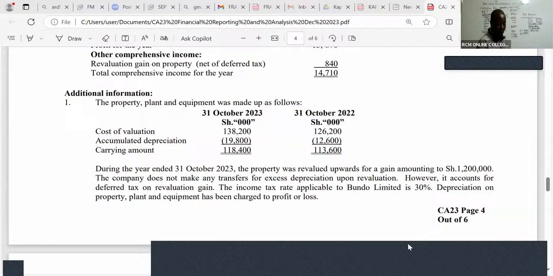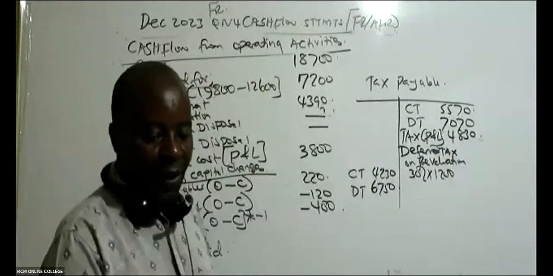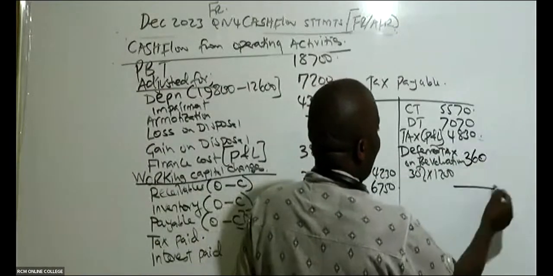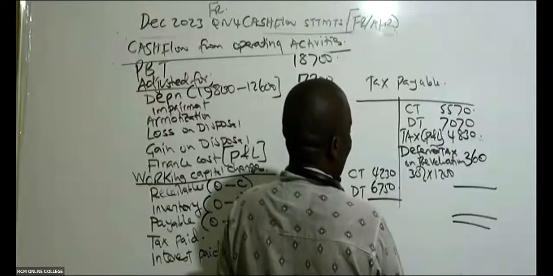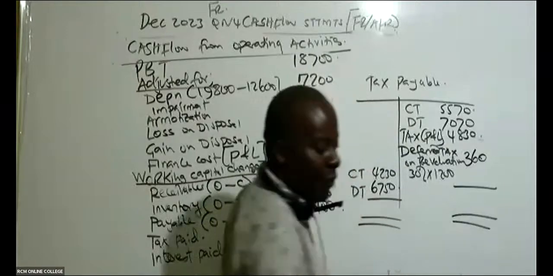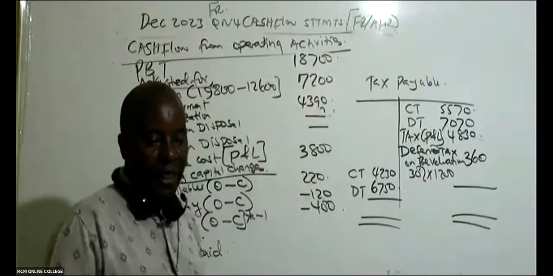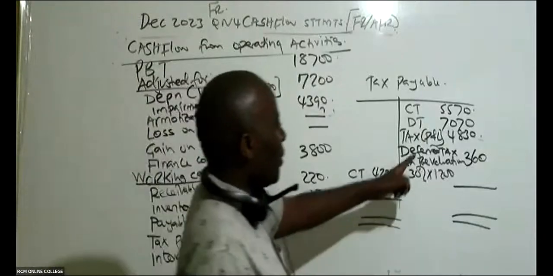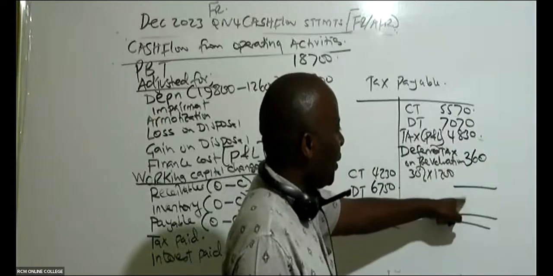So can you kindly give me this figure? 360. So this is 360, and that is it. Then come and give me the balancing figure. I don't know which side is heavier. Of course, it will be this side. Please add everything on this side for me.